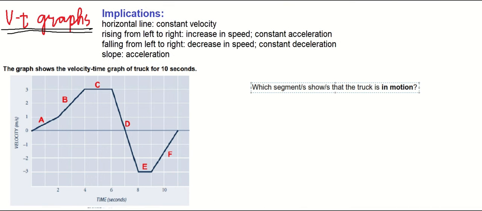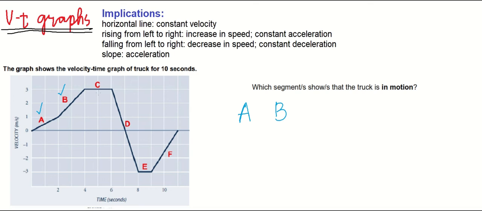For the last question on this graph, which segment or segments show that the truck is in motion, meaning that the truck is moving? So, A, we have acceleration. Is the car moving? Yes. So, we have A. B, we have acceleration since it's rising. It's a rising graph. Does that mean that the truck is moving? Yes. So we include B.